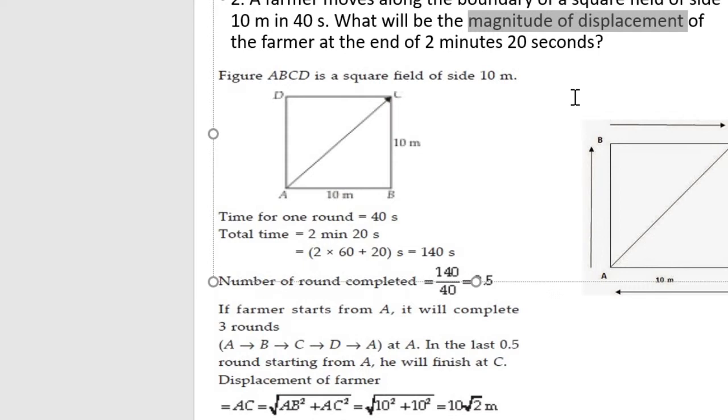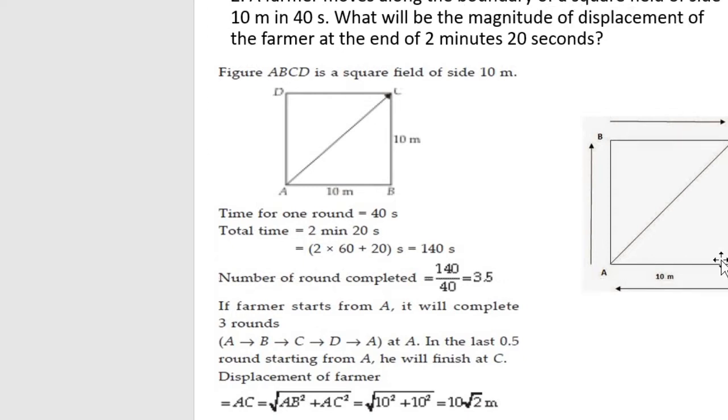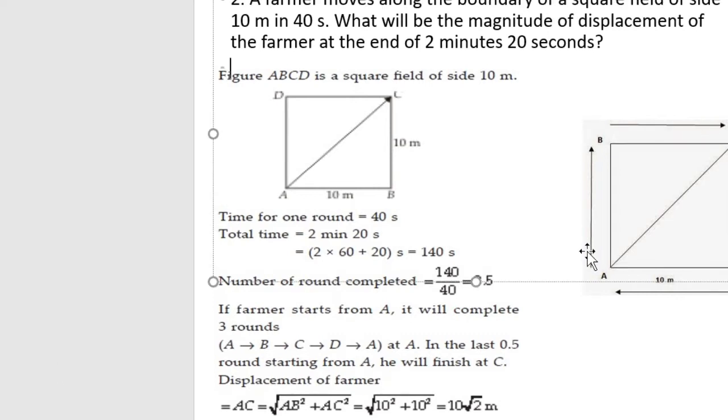You know the two sides. This is 10 centimeter DC, and AD is also 10 centimeter. So you will use Pythagoras theorem and you will calculate this side AC, correct? So it will be 10 square plus 10 square and under root of that total, which will give you 10 into root of 2 meters. So is it simple? You just have to calculate where will he be after 2 minutes 20 seconds, and then calculate the difference between the final and the initial point, right?